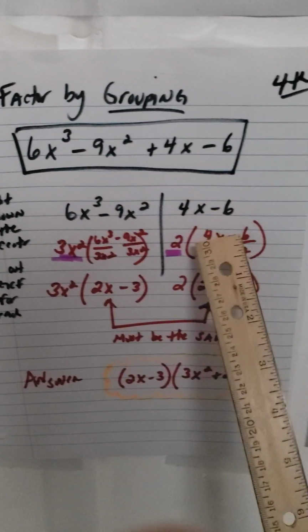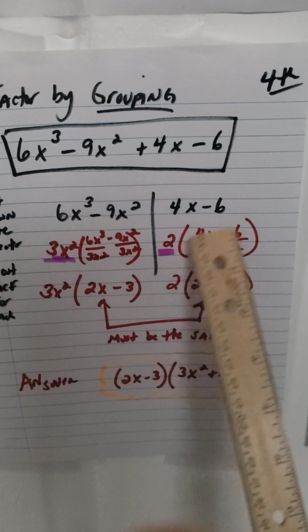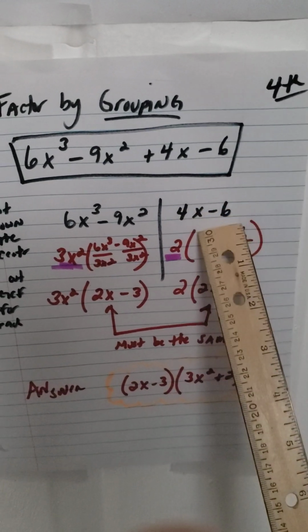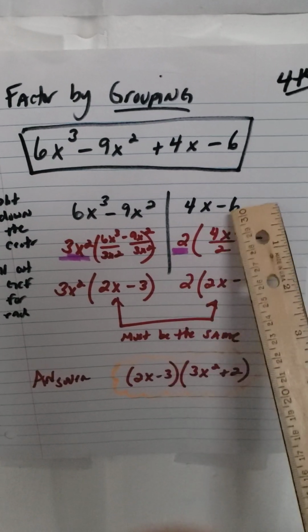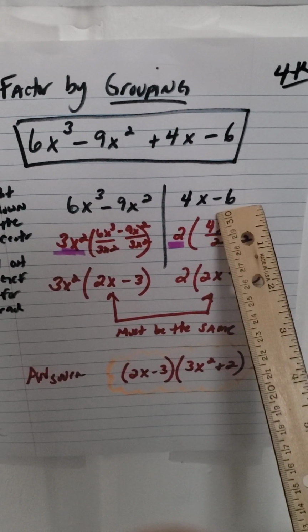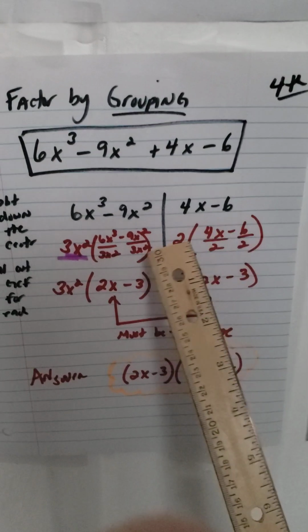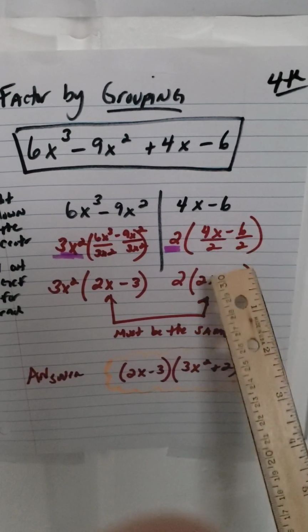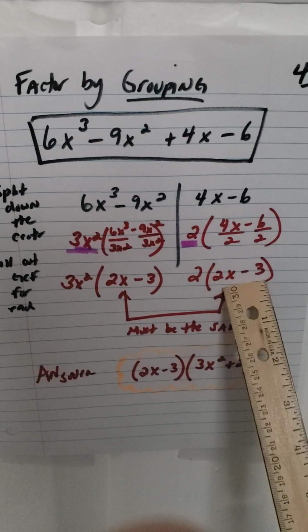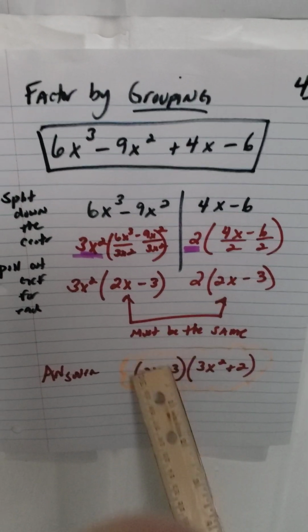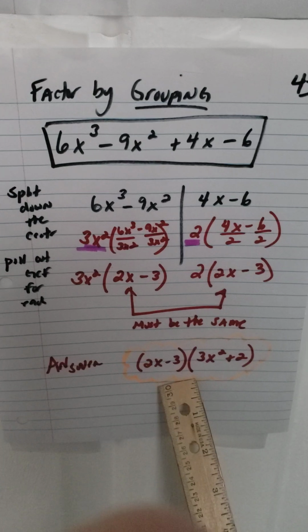Okay, then on this side, forget about that side for a minute. Look at the 4x and the minus 6. The only thing they have in common is a 2. You can't pull out a letter because the 6 doesn't have a letter. It's not common to both. You're going to divide both by 2, and then look at this. Lo and behold, you end up with the same thing. That's not a coincidence. That is the part of the answer. So the answer would be the 2x minus 3.